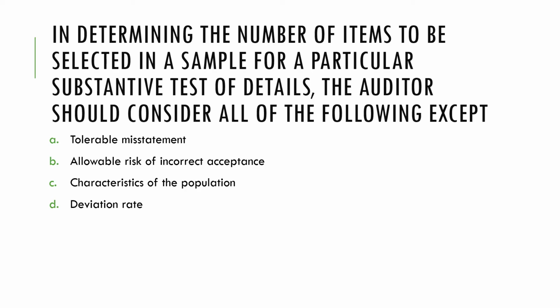Allowable risk of incorrect acceptance, this is ARIA. And for ARIA, we also know that the relationship is inverse. Characteristics of the population may refer perhaps to the variability being noticed in the population. And once again, if there is a high variability, the auditor will consider stratifying the population. So what is not considered is the deviation rate because you are, after all, performing substantive test of details. So this should be D.